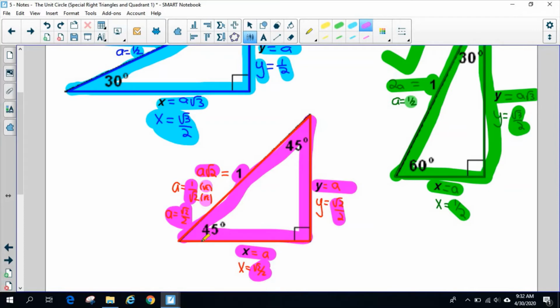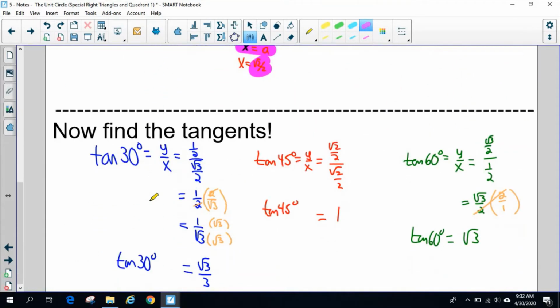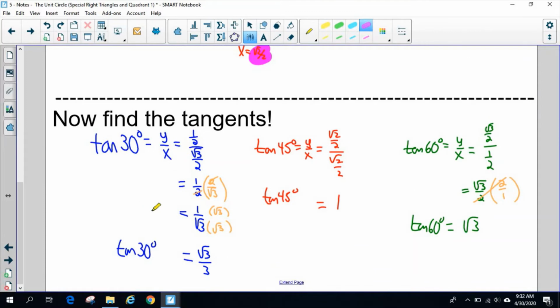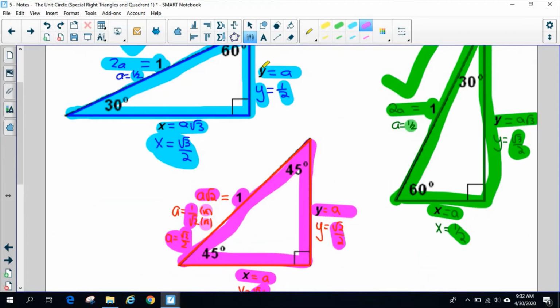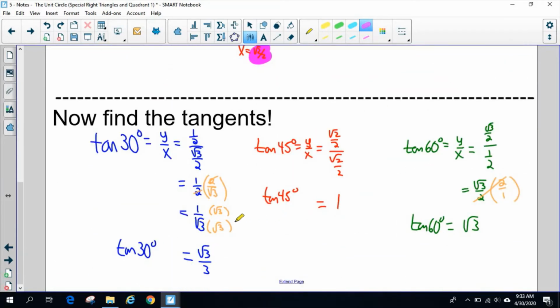Okay, there's one more thing we need to talk about before we put all this together, and that is tangents. So what is a tangent? A tangent previously was known as opposite over adjacent. But if you look at all these triangles, every one of them, the opposite is y and the adjacent is x. So thinking about that in terms of a little bit more algebraic connection to trigonometry, instead of saying opposite over adjacent, we're now going to say y over x.